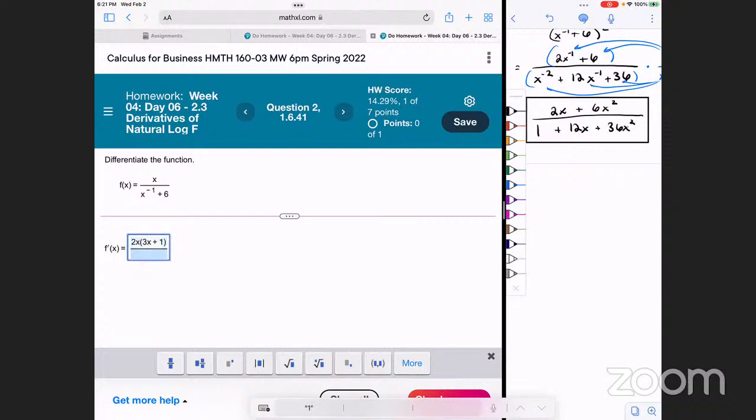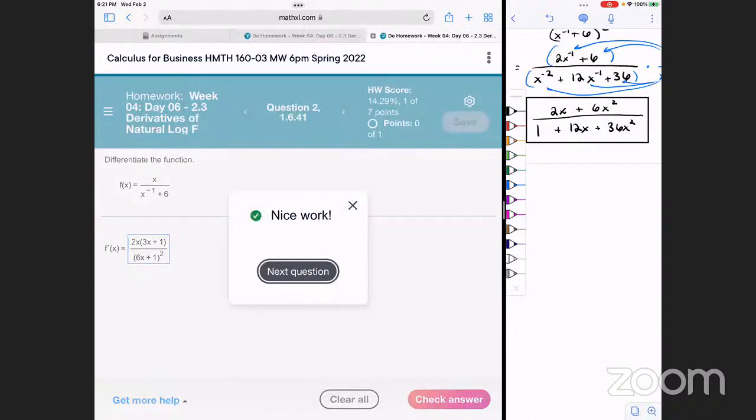And then the bottom, we said it was what, 6x plus 1 squared? So we said it's 6x plus 1 quantity squared. Okay, let's see. 6 times 6 is 36, x squared, 12x, right? And plus 1. Okay, I feel good about this. I'm going to go with it. Submit. God is good, right? All right. I feel like we're okay.